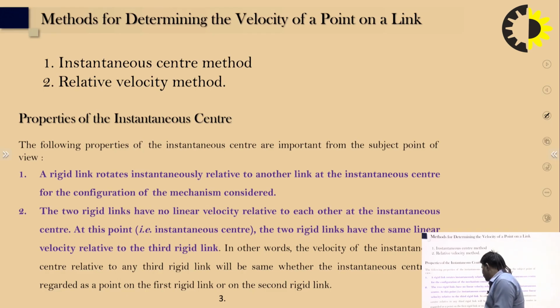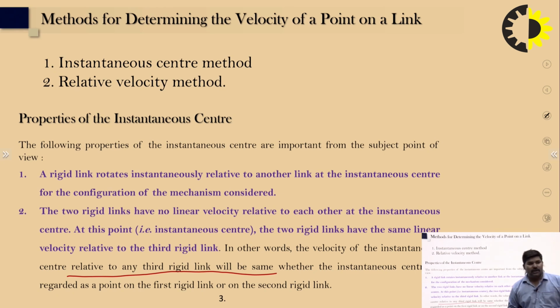So in this case, we can say that the velocity of the instantaneous center related to any third rigid link will be the same, whether the instantaneous center is regarded as a point of the first rigid link or the second rigid link. So these are the properties of the instantaneous center method.